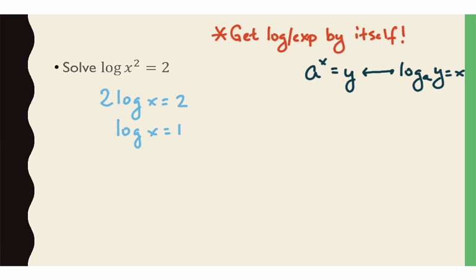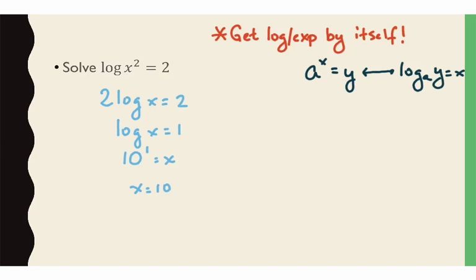So for us to switch it into exponential form, the base is 10 because we don't see one. So we would write 10 to the exponent 1, that's the answer, equals x. So we would say that x is 10. And we would think, hey, we solved it. We did everything right. We're good. The problem was, from the very beginning, the log was already by itself.